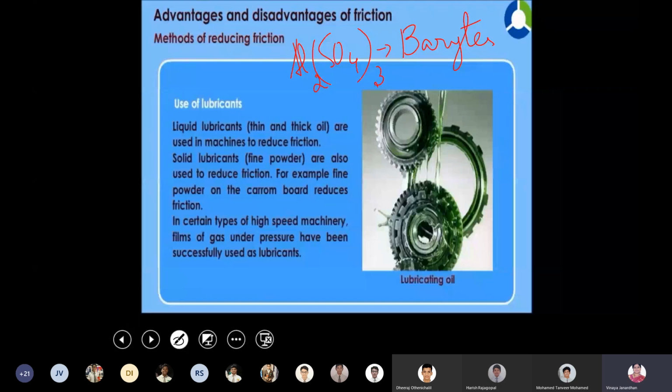Generally, it is used for extracting aluminium. Now, Veritis, apart from being used as a solid lubricant, is used in paint industries also. So we do have solid lubricants. The third one is in certain types of high-speed machinery, where a film of gas between two machinery parts, instead of a liquid or a solid, is used as a lubricant under high pressure. So these are the methods of reducing friction.